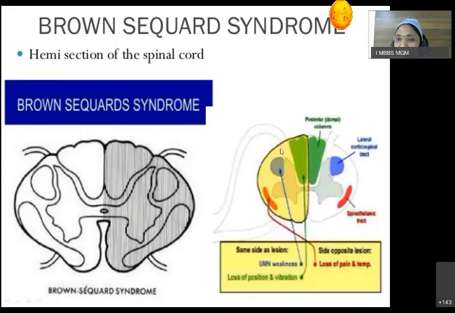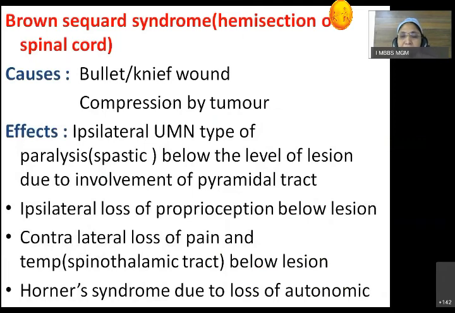Then the corticospinal tract also controls voluntary movements on the opposite half of the body. But here in Brown-Séquard syndrome, again there is an upper motor neuron type of lesion on the same side, whereas loss of pain and temperature sensation is on the opposite side. Why is this so? In Brown-Séquard syndrome, there is ipsilateral upper motor neuron type of paralysis, ipsilateral loss of proprioception below the level of the lesion, but contralateral loss of pain and temperature sensation, and also Horner syndrome due to loss of autonomic fibers.